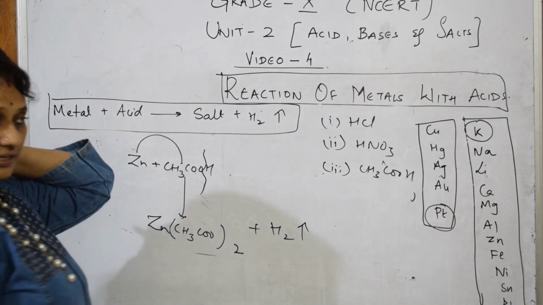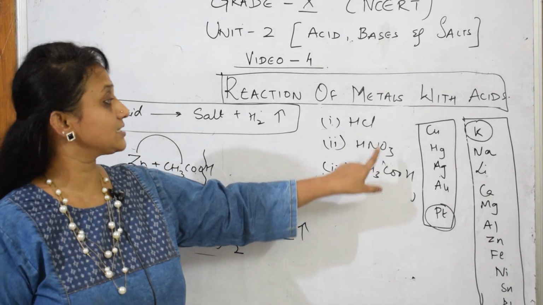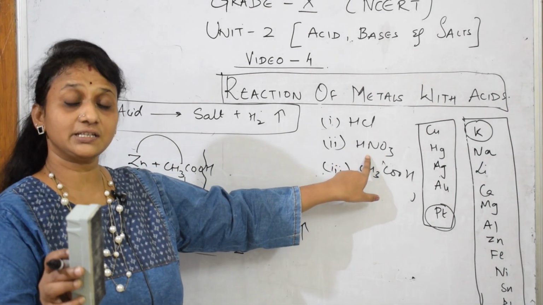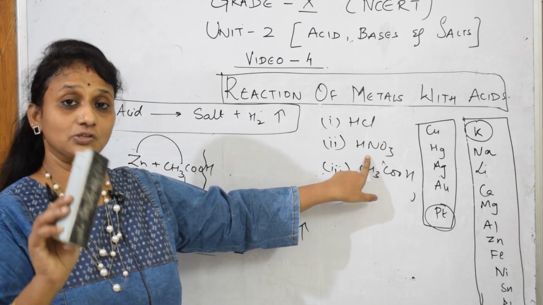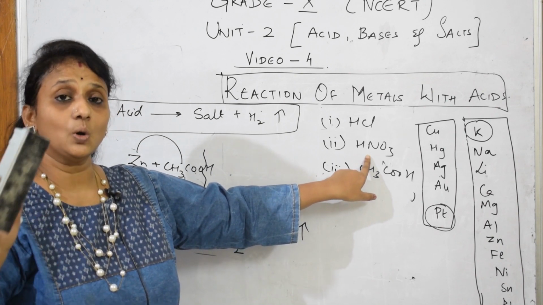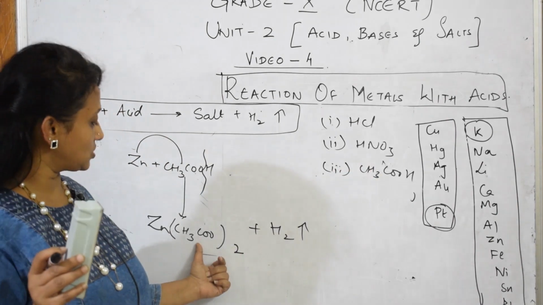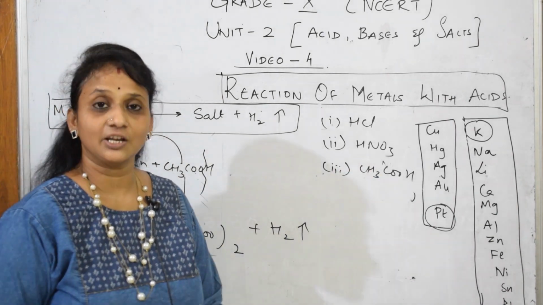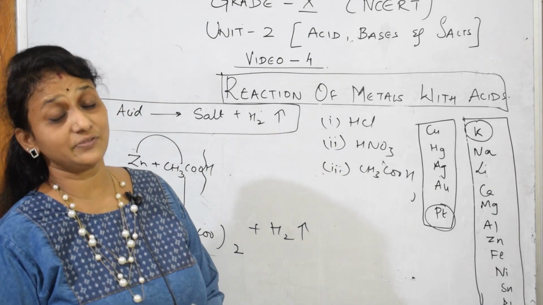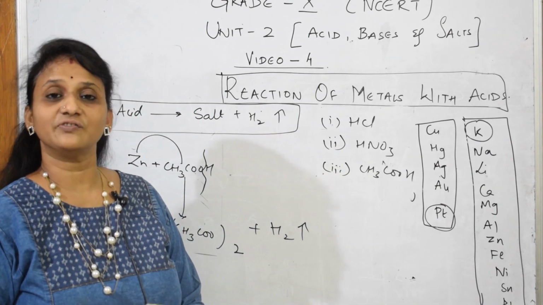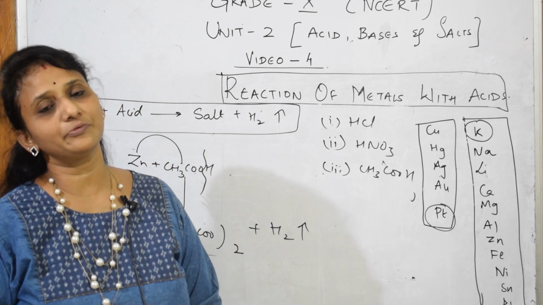So that is the third reaction. With HCl, hydrogen gas is released. With HNO3, an oxidizing agent, hydrogen gas is not released, but it gets converted to water and oxides of nitrogen. With acetic acid, salt plus hydrogen gas is released. Now let us come back and see the activity related to this, which is given in your NCERT in the form of an animation.